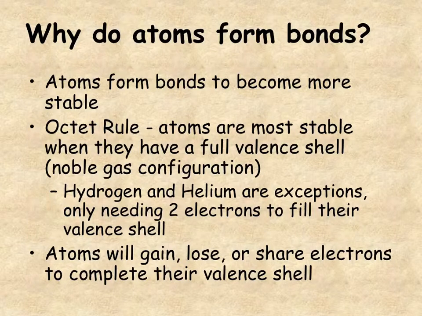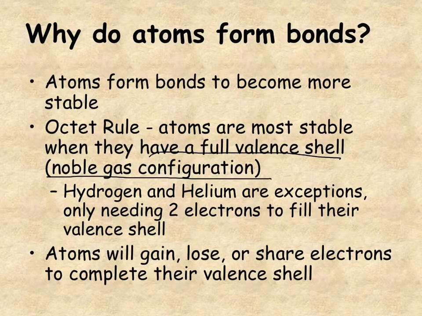So let's ask ourselves one question: why do atoms want to form bonds, right? There's got to be a driving force or a reason for atoms to form chemical bonds, and it's quite simple. The atoms want to form bonds to become more stable. And in general, this means to achieve the octet rule, where atoms are most stable when they have a full valence shell of electrons. In other words, they achieve a noble gas configuration, right?